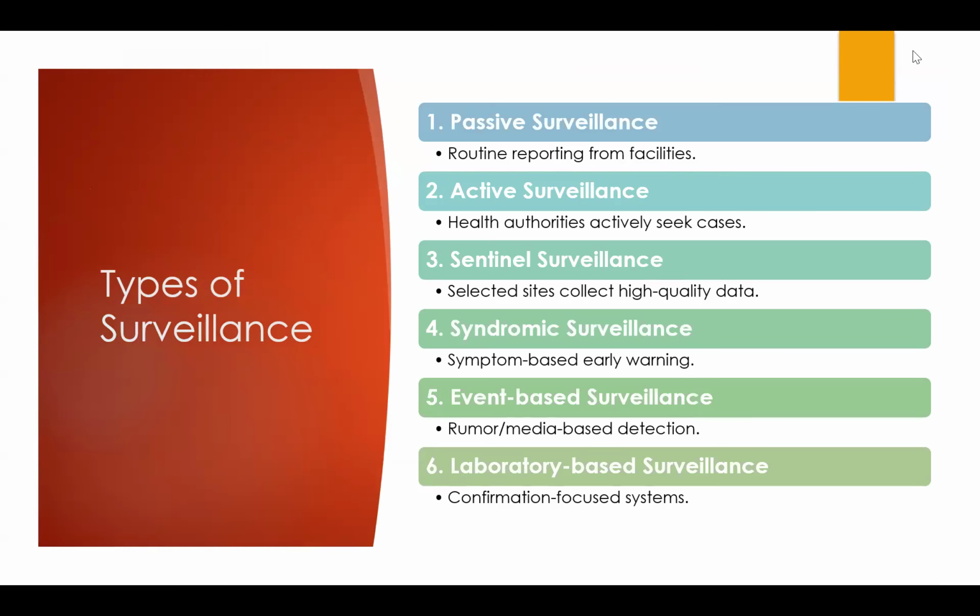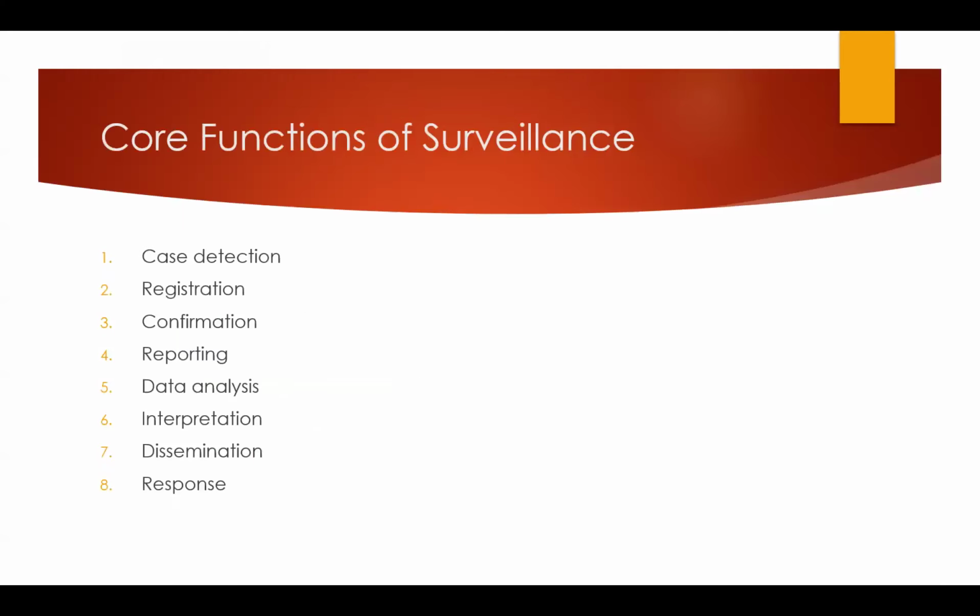So, there are different types of surveillance. Let's start with defining them. We have passive surveillance, which is the routine reporting from facilities, and we have active surveillance, in which health authorities actively seek cases. Then we have sentinel surveillance, which is done at selected sites to collect high quality data. Then we have syndromic surveillance, symptom based early warning, and then we have event based surveillance based on rumor or media based detection. And finally, we have laboratory based surveillance, which is confirmation focused systems.